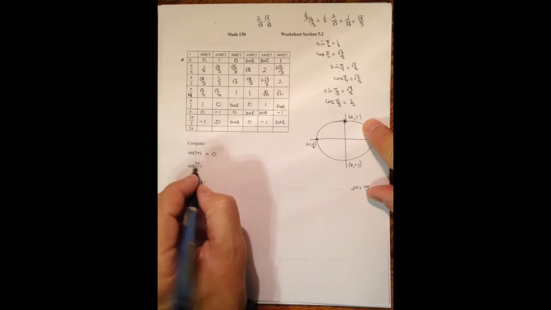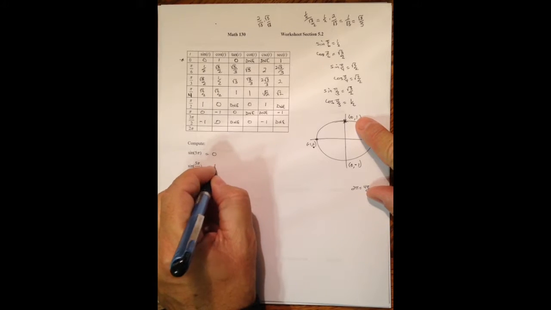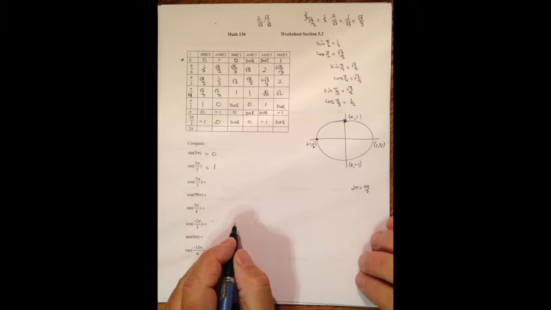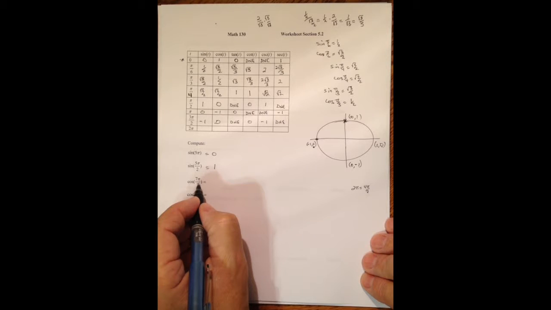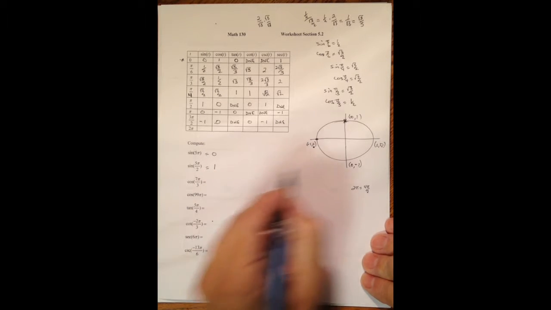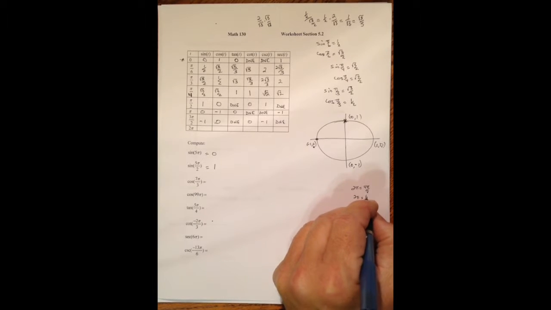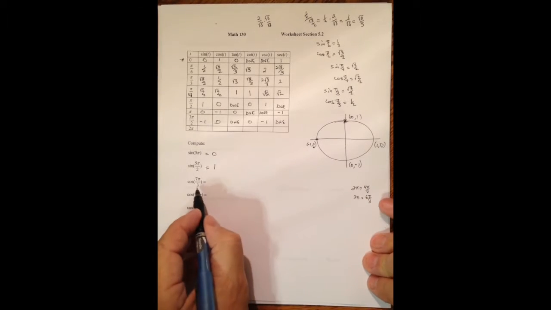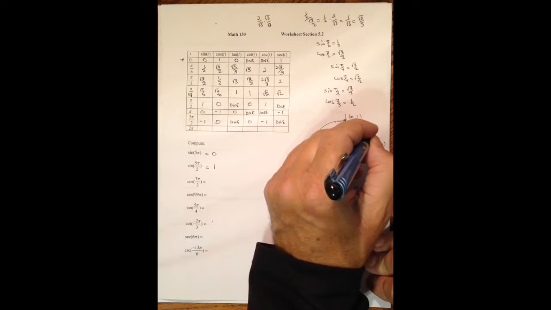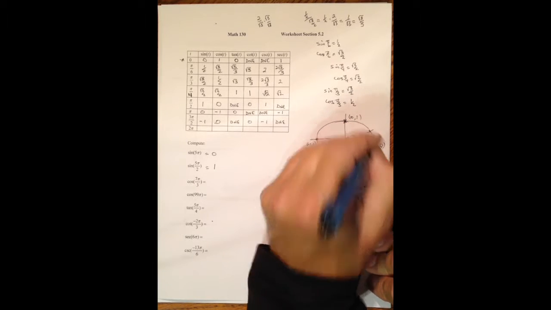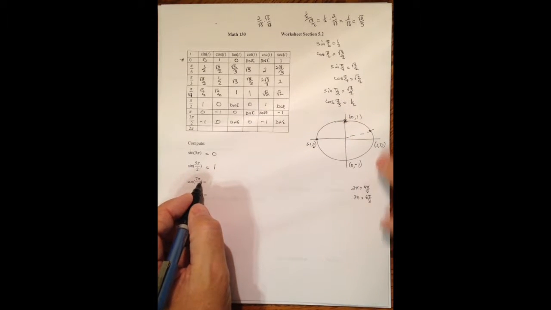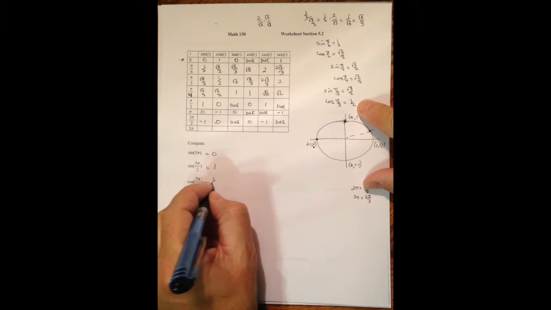So the sine of 5 pi over 2 is going to be that y value, 1. Cosine of 7 pi over 3. Well, here's 2 pi. 2 pi is 6 pi over 3. So I need to go one more. So 7 pi over 3 is right here. So the cosine of 7 pi over 3 is just the cosine of pi over 3, which is 1/2.